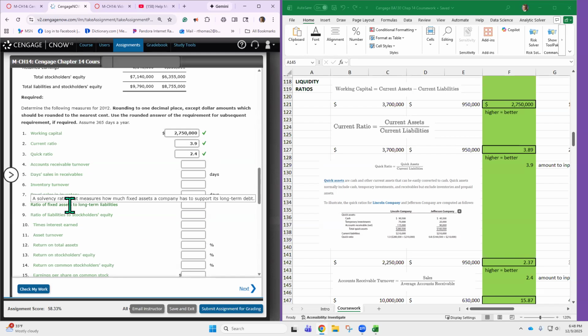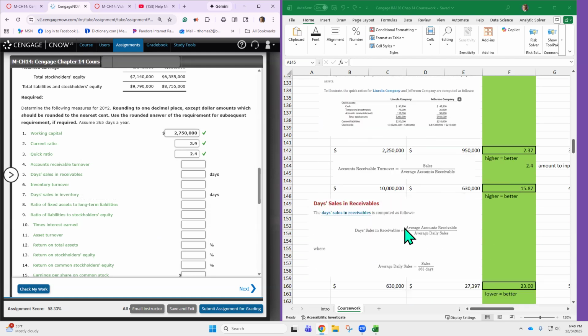So the idea of a turnover means that every time we collect our accounts receivable, we're turning it over. We're collecting it. Just like inventory, every time we sell it, we're turning it over. So accounts receivable turnover takes the amount of sales and divides by the average accounts receivable.